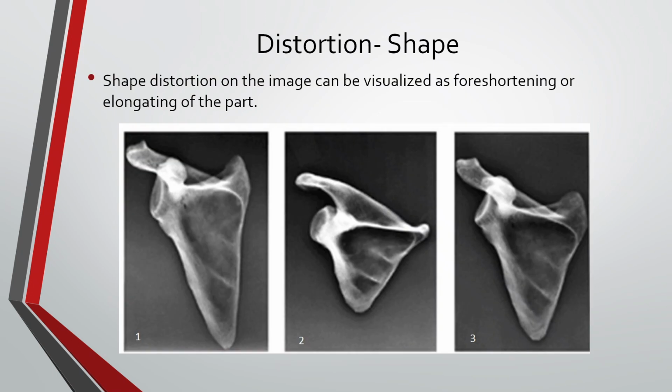Shape distortion on the image can be visualized as foreshortening or elongating the part. So this is elongation of the scapula here. It's not well represented, especially down here. Foreshortening is where it's shown shorter than it actually is, and then this would be a true view. So this is the way it should look. We can see the difference between these three. This is elongating and foreshortening.